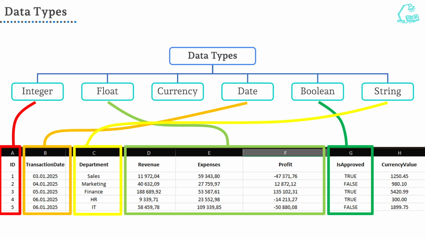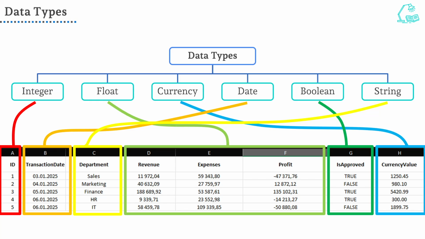The final column is currency value, which also contains numeric values stored as a float type. These are decimal numbers that Excel handles as standard numerical values used in formulas or conversions.